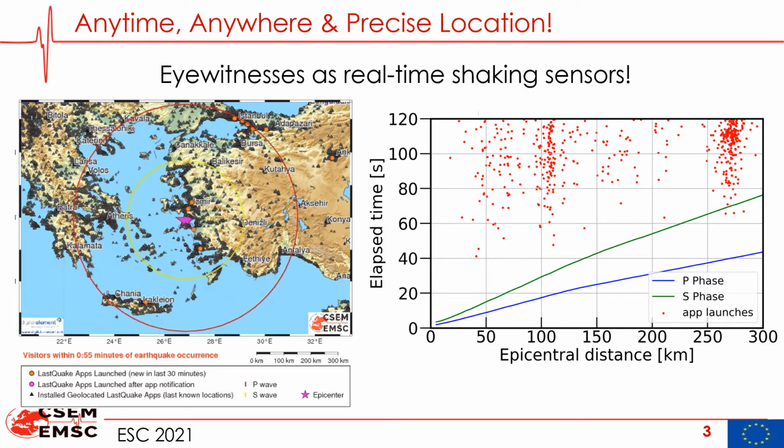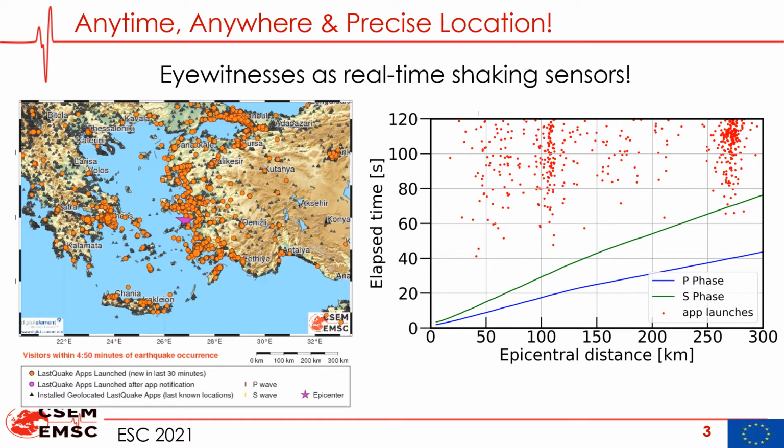Smartphones are a revolution because they are available anytime, anywhere, and at a very precise location. And in seismology in practice, it means they turn eyewitnesses into real-time shaking sensors. This is here on the left the Samos earthquake, and the orange dots represent when Lastquake app users open it to find out information. You have the time on the top at the bottom, and you have the P and S propagating waves. And as you can see, basically the openings mimic the propagation of the waves.